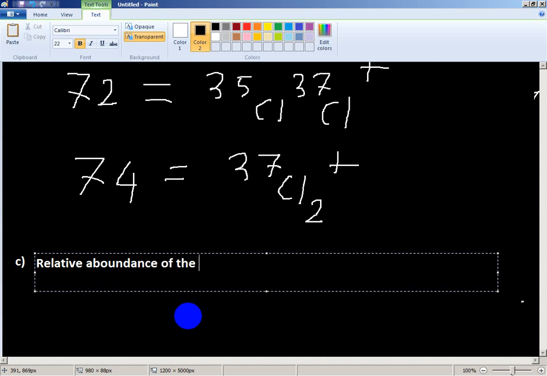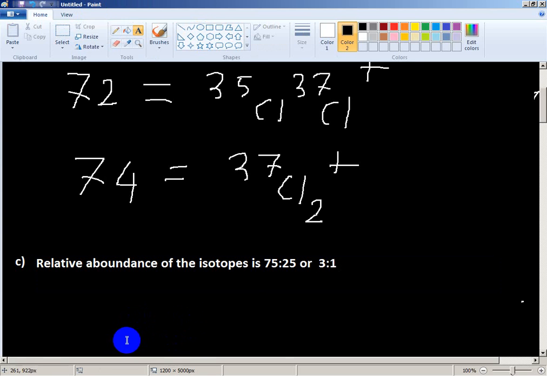The relative abundance of the two isotopes is 75 to 25, or 3 to 1, as in the height of the peaks. Have you understood this one? Yes, okay, sir.